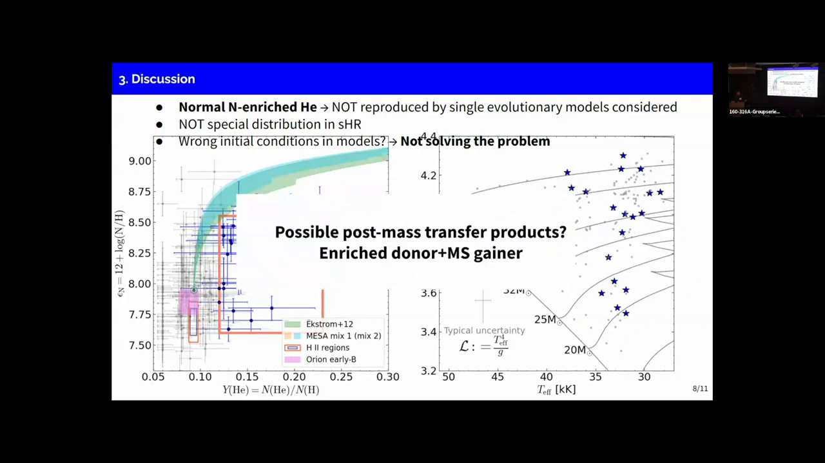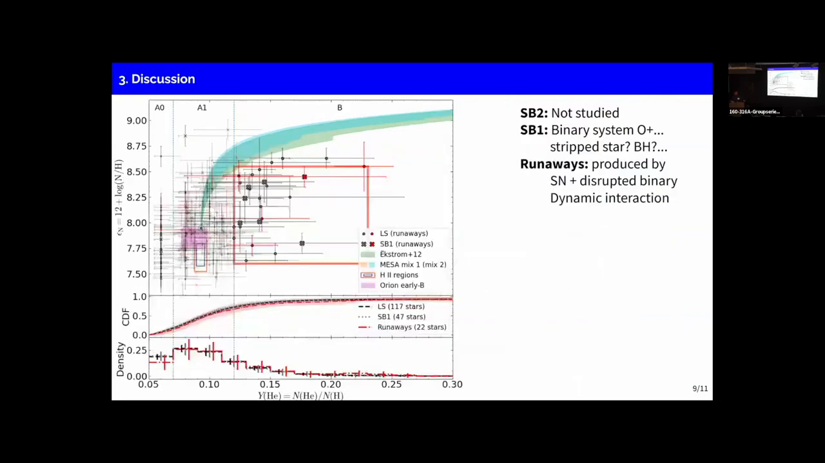So maybe they are possible post-mass transfer products. The only way we can think of to enrich helium without enriching so much nitrogen is if we have an already enriched donor that is nitrogen poor at the surface, with a main sequence mass gainer. This could make it, but in this case, we want to add some more information, especially about possible binarity or previous binarity. SV2s were excluded because it's not easy to get the parameters.